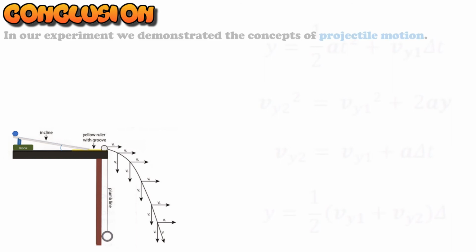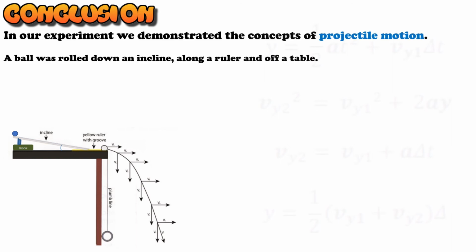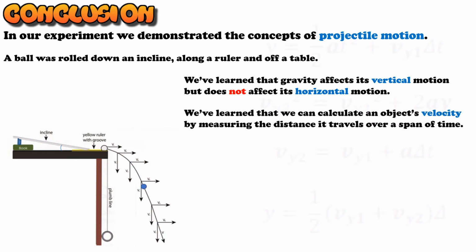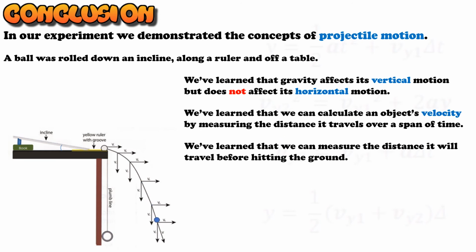Conclusion. In our experiment, we demonstrated the concepts of projectile motion. A ball was rolled down an incline, along a ruler, and off a table. We've learned that gravity affects its vertical motion, but does not affect its horizontal motion. We've learned that we can calculate an object's velocity by measuring the distance it travels over a span of time. We've learned that we can measure the distance it will travel before hitting the ground.